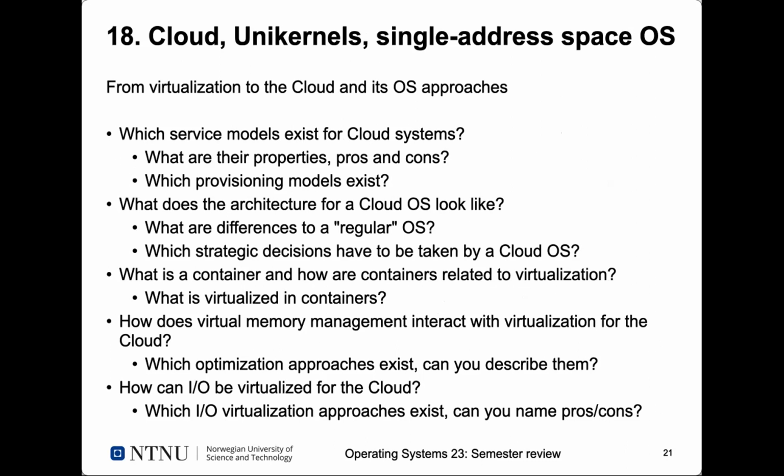And we especially looked at one performance critical problem, the virtual memory management, because essentially you have two levels of virtualization of memory now, one from the guest operating system to the view of memory the hypervisor provides, and one from the virtual memory view of the hypervisor to physical memory. And this is very inefficient if you always have to do two levels of lookup. So how can you optimize this? Can you describe this? And we also talked a bit about I/O virtualization approaches for the cloud.